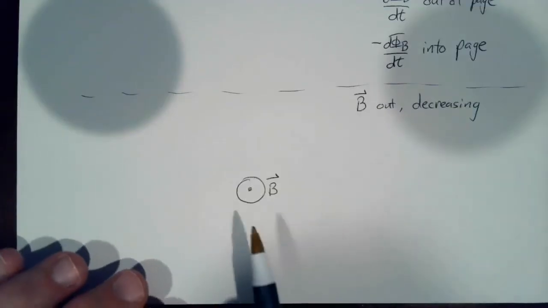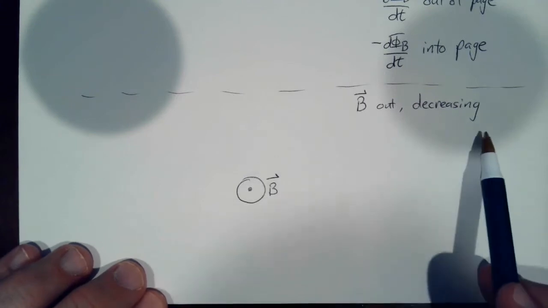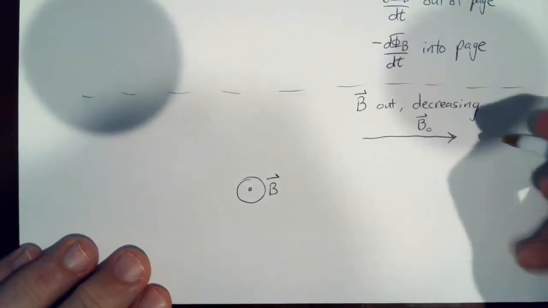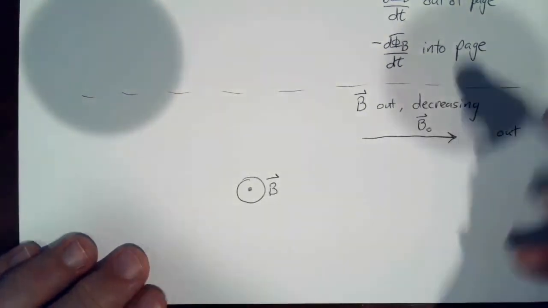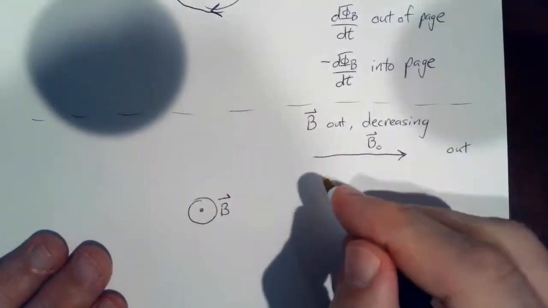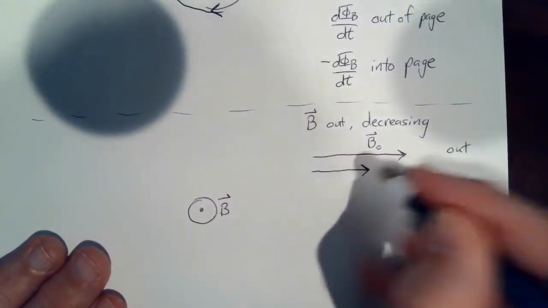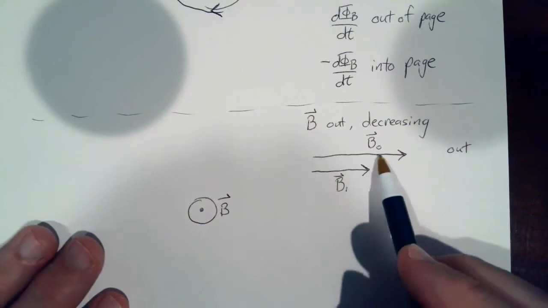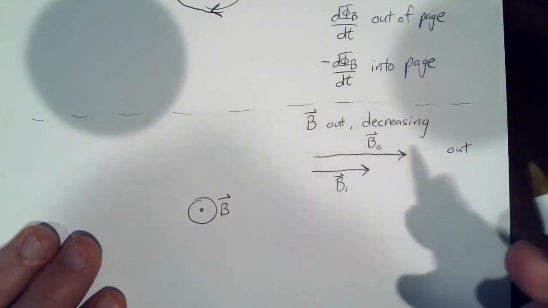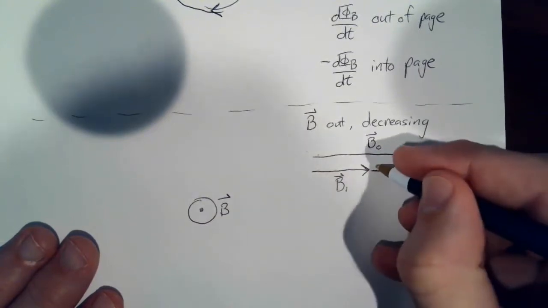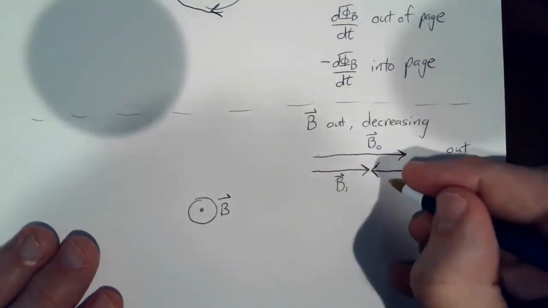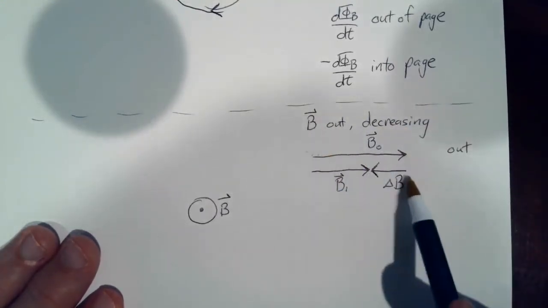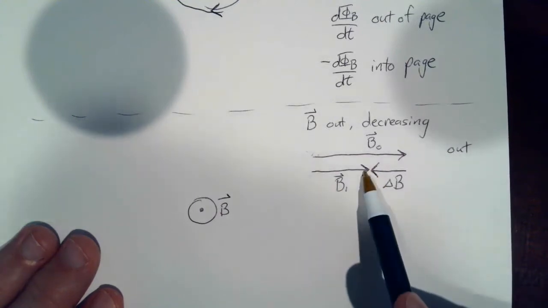Okay, let's repeat that process for B coming out of the page but decreasing. So if it's decreasing, then I might have something like B naught. This is out, remember, even though we're looking at it from the side. And then at some later time, B is going to be shorter if B is decreasing. So I've got B1. And so what vector do I need to add to this one to get this one? Well, I need to add a negative vector, like this. This is delta B. So vector addition, tip to tail, this plus this is equal to this, okay?